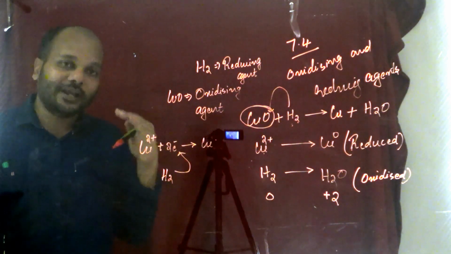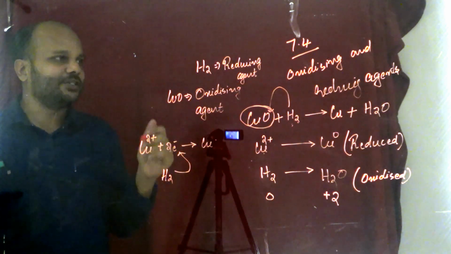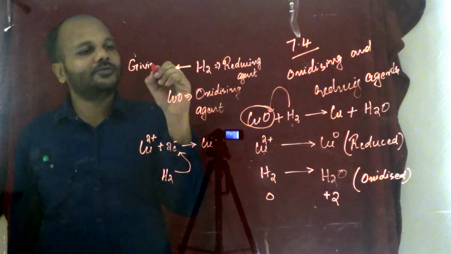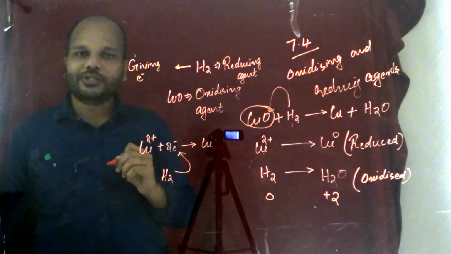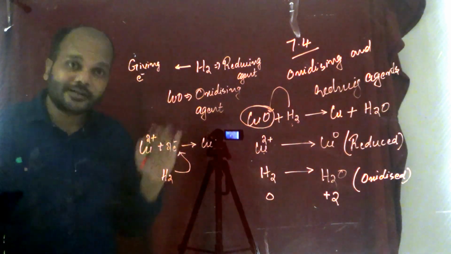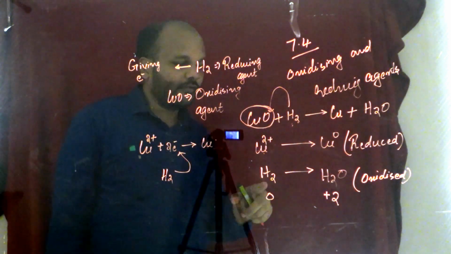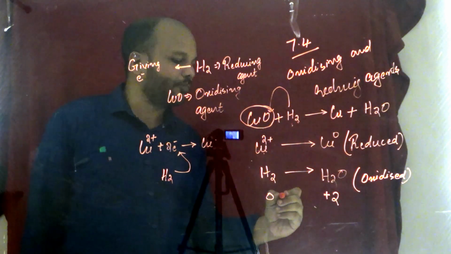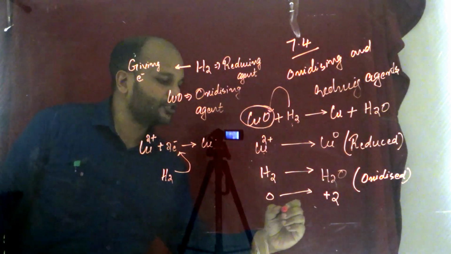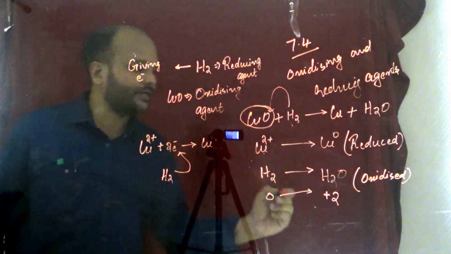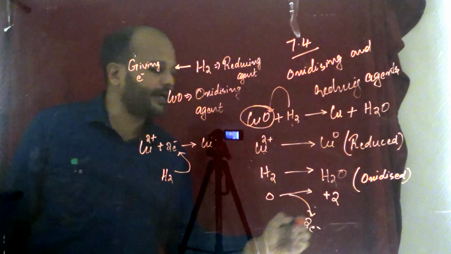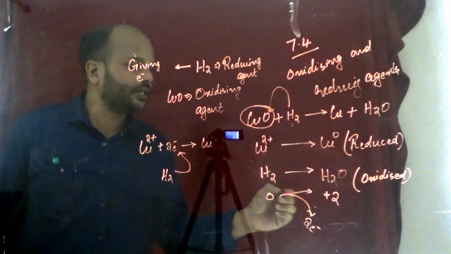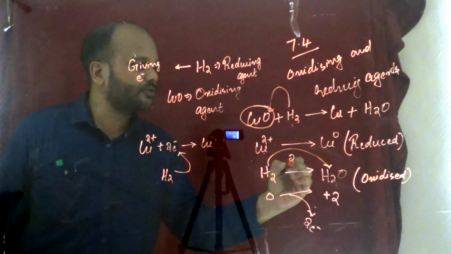So another, better definition of a reducing agent is any agent which is giving electrons. Any agent which is giving electrons is called a reducing agent. And in the other way, for H2 to H2O, when it goes from 0 to +1 oxidation state, 2 electrons are lost by hydrogen, and only then will H2O form. Hydrogen has donated 2 electrons to oxygen.